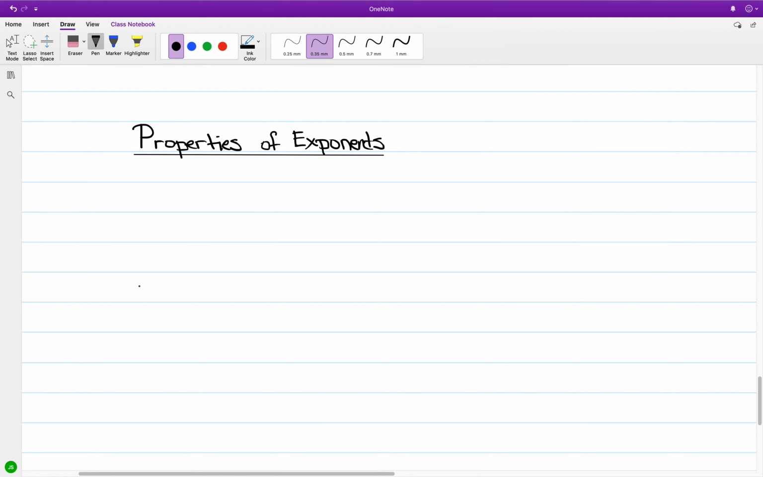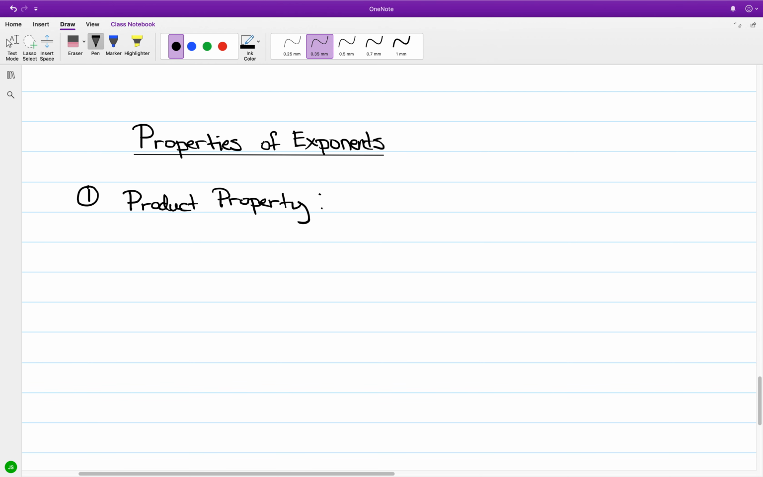Okay, for what we have in the third lesson, we have properties of exponents. And one property is going to be what is referred to as the product property of exponents. Now, when you hear the term product, you might be thinking of the operation of multiplication, which is true.